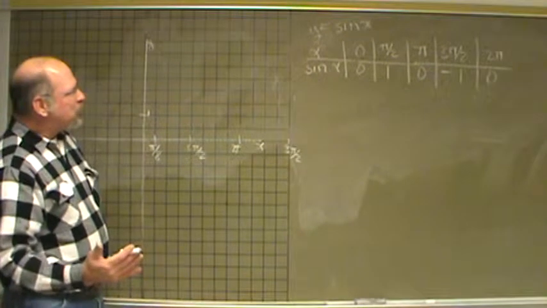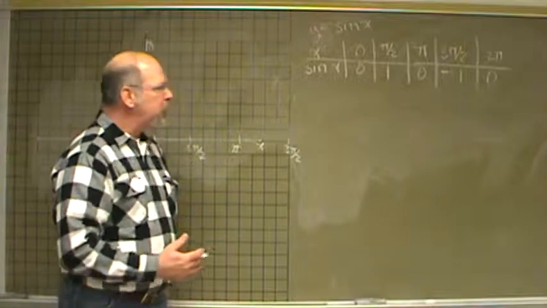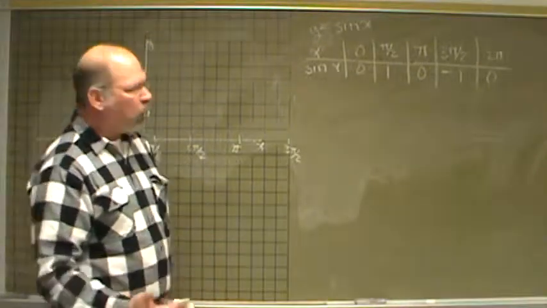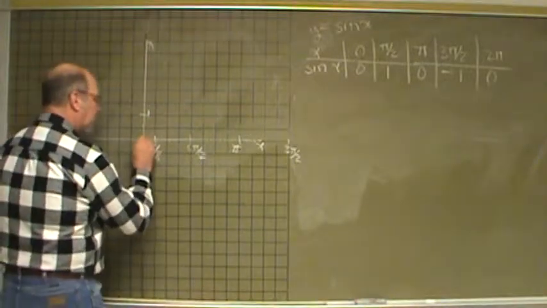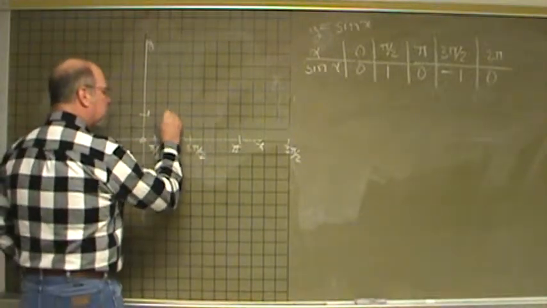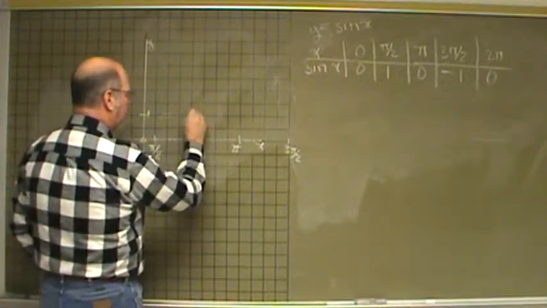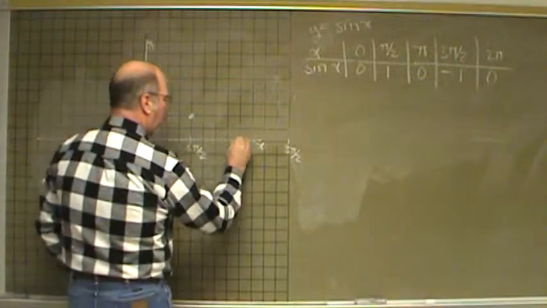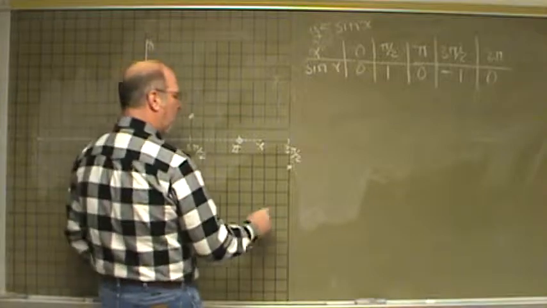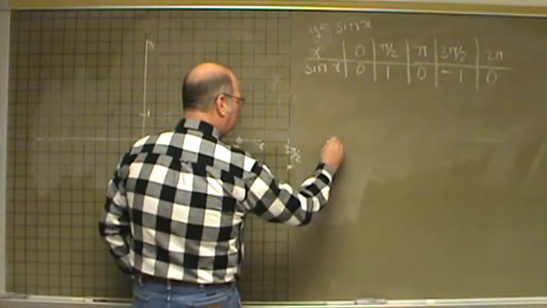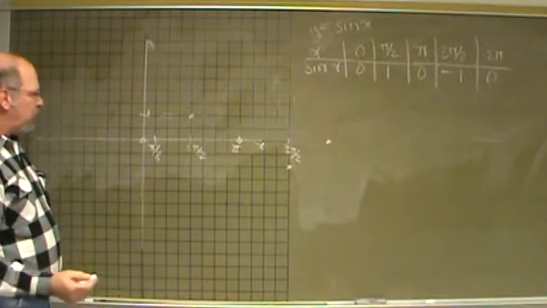Alright, plot these points. The point 0, 0, and I use these points because the sine is going to be either 0 or 1 or negative 1 at these points. At 0, the sine is 0. At pi over 2, the sine is up to 1. At pi, I'm back to 0. At 3 pi over 2, I'm down to negative 1. And if I go about 8 more, that'll put me out here, back at 0. That would be one period of the sine.